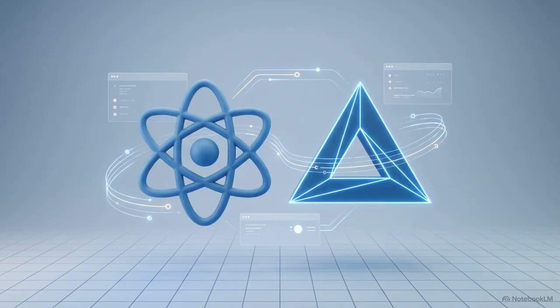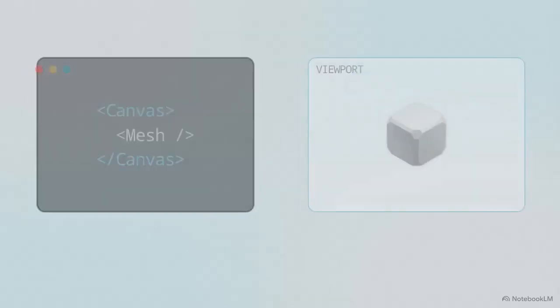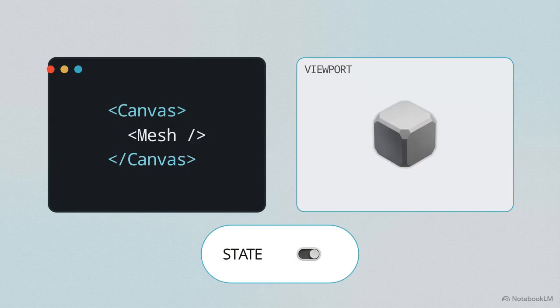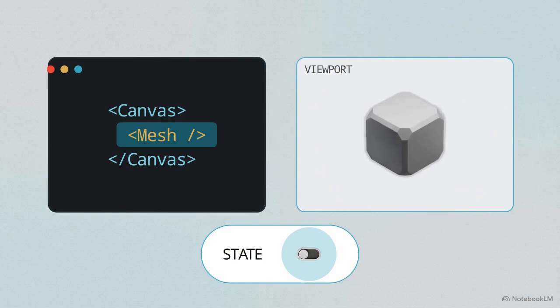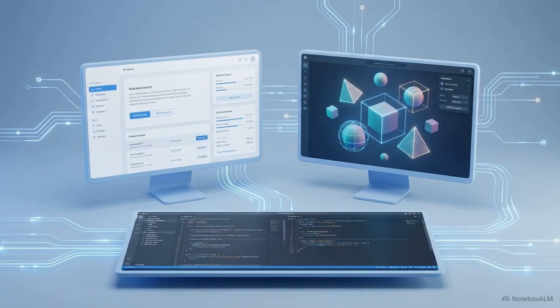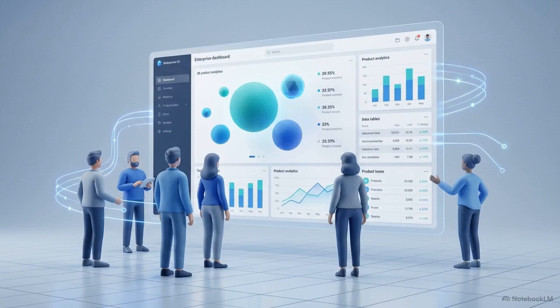To manage projects of this complexity, many developers use React Three Fiber, or R3F. It is a React-based renderer that allows 3D objects to be treated as modular, reusable components that participate in a standard web application's state and lifecycle. Treating 3D elements as standard components allowed teams to build complex scenes using the same workflows as traditional web apps. This integration ensured that 3D features were no longer isolated experiments, but maintainable parts of an enterprise software stack.